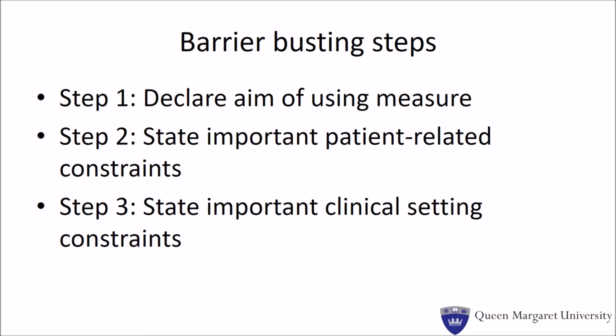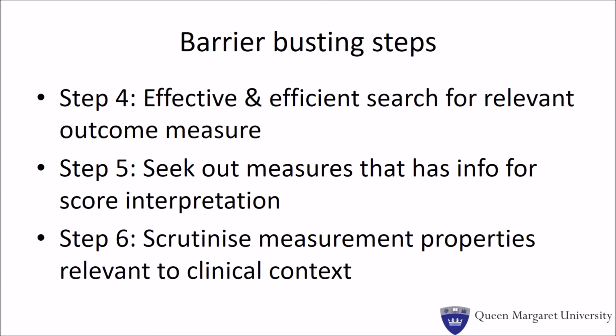Third step. Always state important clinical setting constraints as well. What are some things within your clinic that will prevent you from implementing the outcome measures? It could be you, it could be your colleagues, it could be resources, it could be anything, but the very first step of actually stating it out will help you to be able to identify it and then put in solutions to address these.